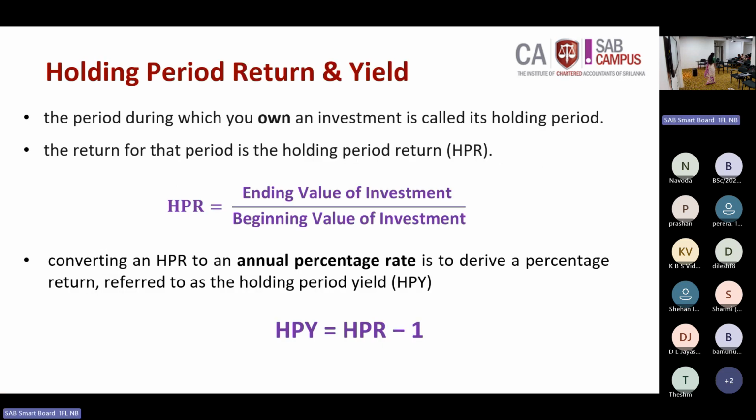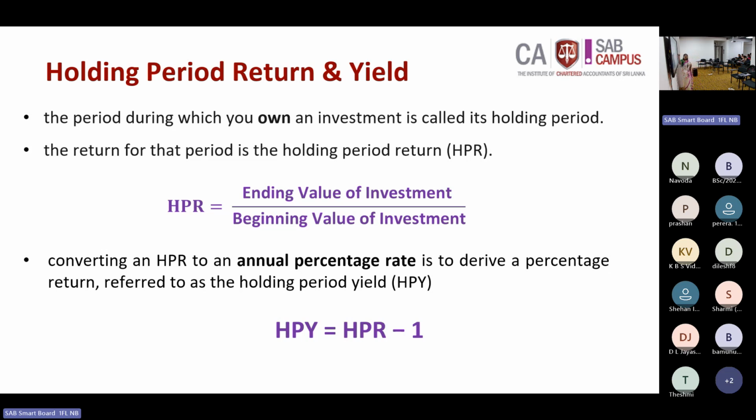Okay, the other one, holding period return. What do you mean by holding period? The number of years that the investor holds the investment, right? So here, what we are going to calculate: if you invest today and you are getting the income after 5 years, after 10 years, what would be the entire holding period return? How can you calculate the entire holding period return?